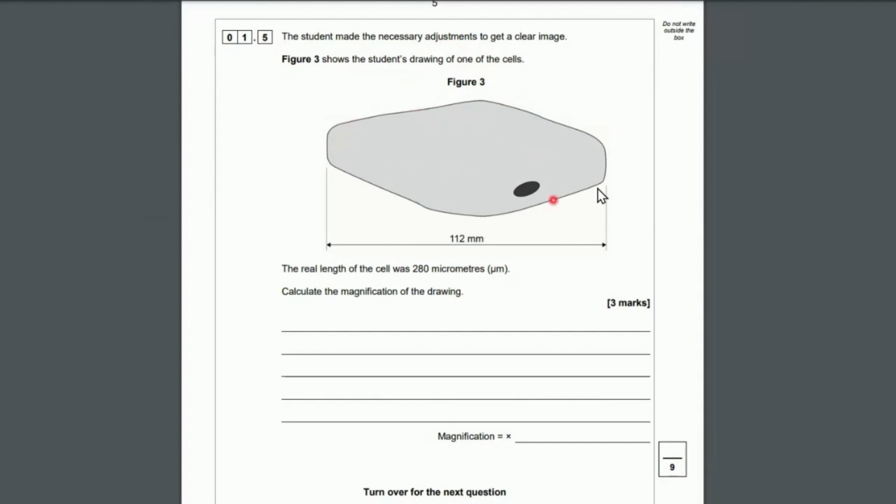You can see we've got a cell here. Just be thinking to yourself, what type of cell is that? We've got a nucleus, we've got some cytoplasm and a cell membrane. Anyway, you don't need to know that for the answer to this question, but it's worth thinking about when you see these diagrams. Okay, the real length of the cell was 280 micrometers. Calculate the magnification of the drawing.